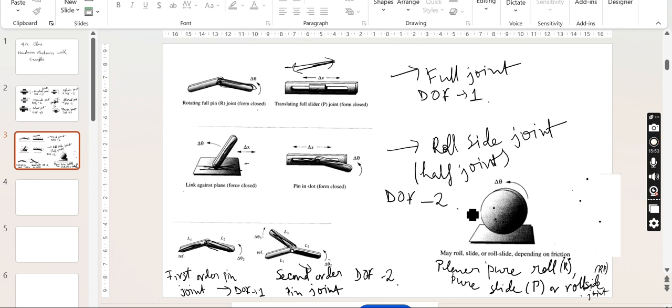So here, it can roll or slide. Depending on that, its degree of freedom will be 1 or 2. When it will roll and slide also, the degree of freedom will be 2. But if it only rolls, then the degree of freedom will be 1, that only delta theta will change. And if it is sliding only, so delta x will change. So then also the degree of freedom will be 1. Roll or slide, degree of freedom will be 1.